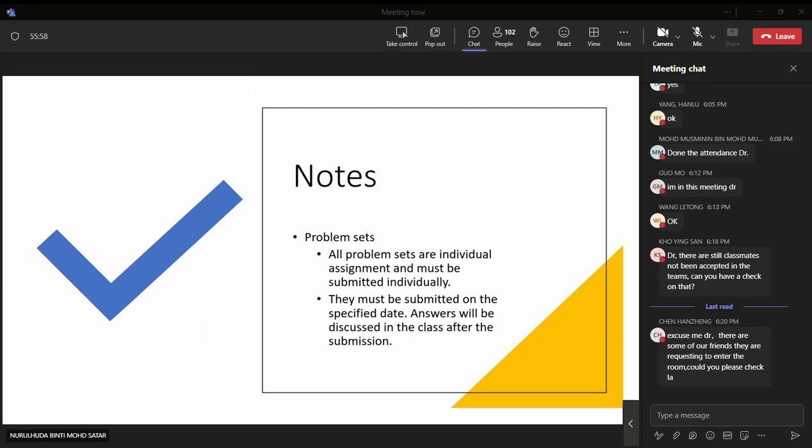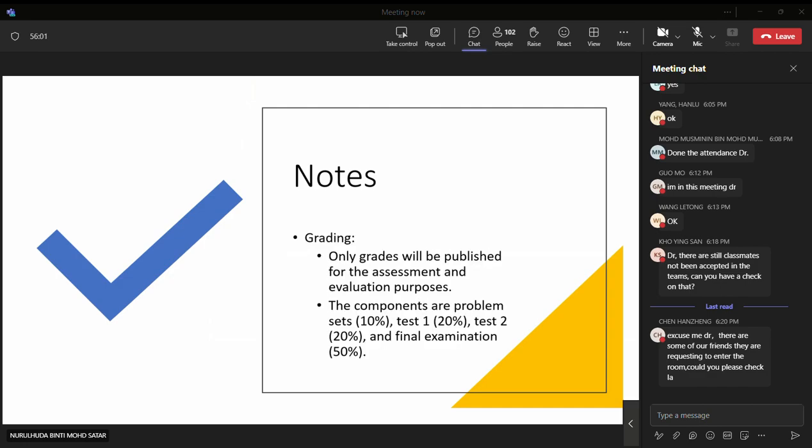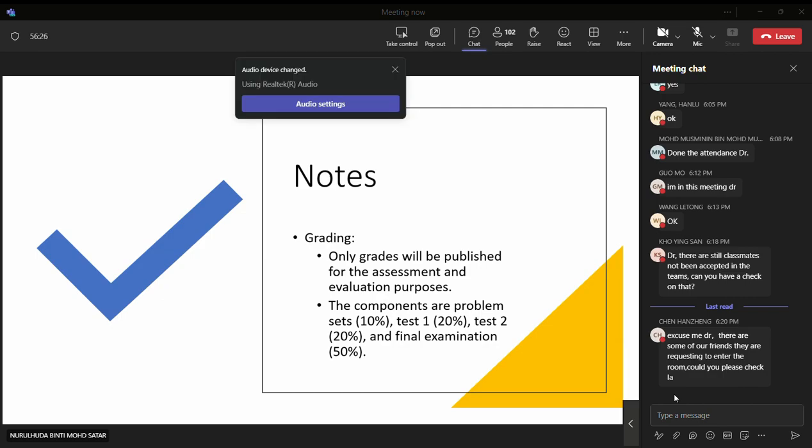So let me just go to the components first, right? On the grading, as usual, it's UM's rules and regulations, saying that we can only publish grades to students and not the actual marks. So you are only going to see A, B, C, rather than whether you got 89.5 or 78.99, something like that, right? So only grades will be published for the assessment and evaluation purposes.